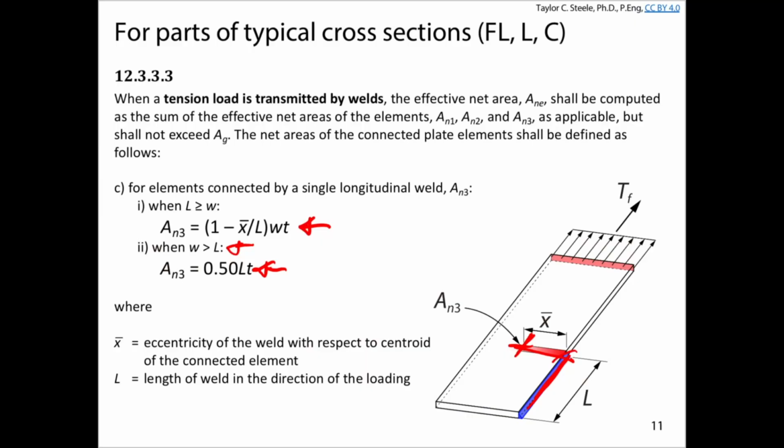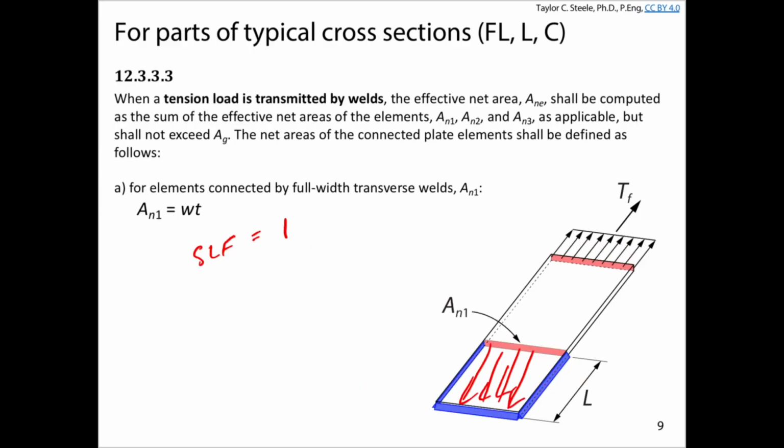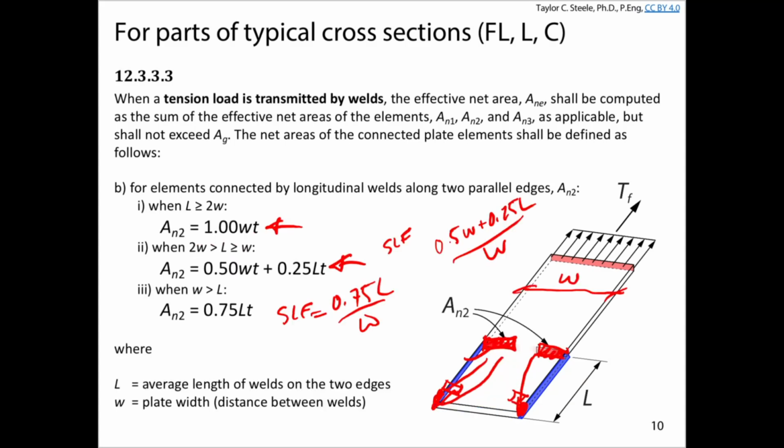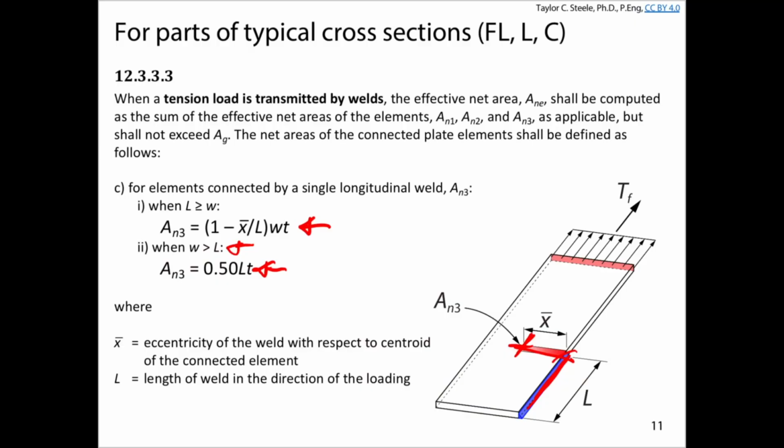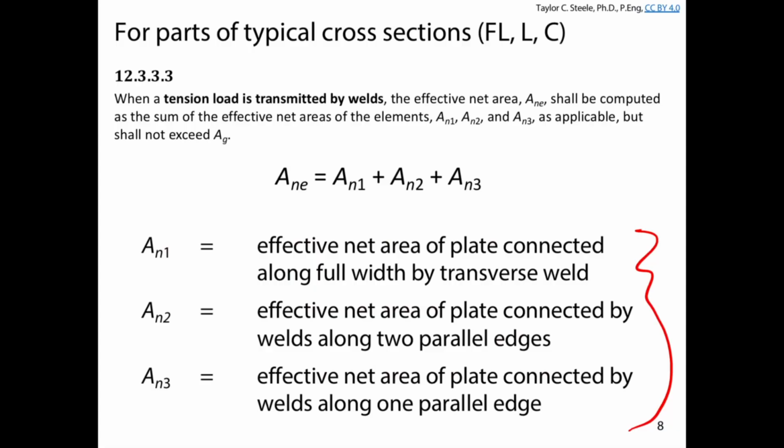Okay. So we have a situation where all of the bar is effective if we have a transverse weld. We have a situation where some of the flat bar is effective if we have two longitudinal welds, and if we have long enough welds, we can get the full effective section. And with one longitudinal weld, we're basically never going to get the full net effective section, but we can still get some of that section effective in tension. These are the three terms, AN1, AN2, and AN3.